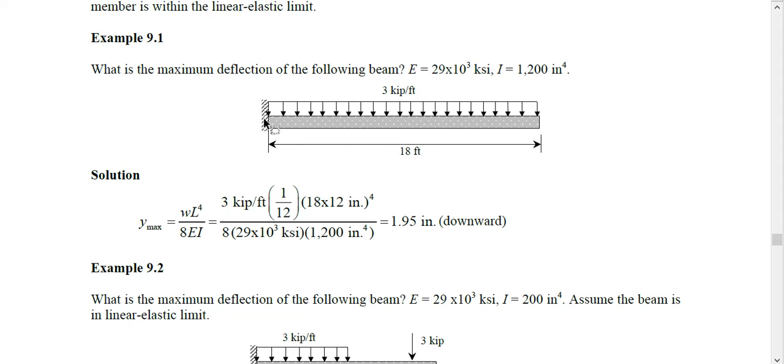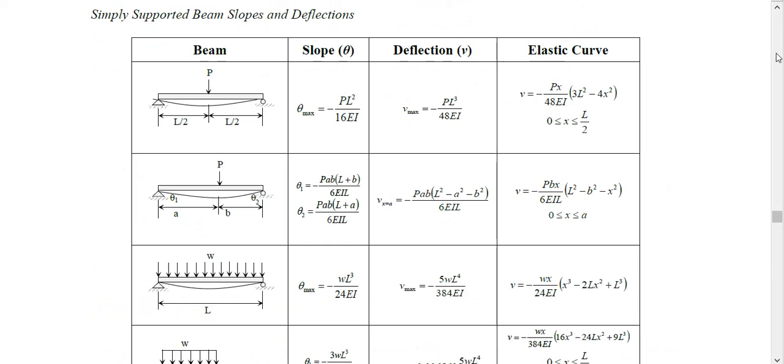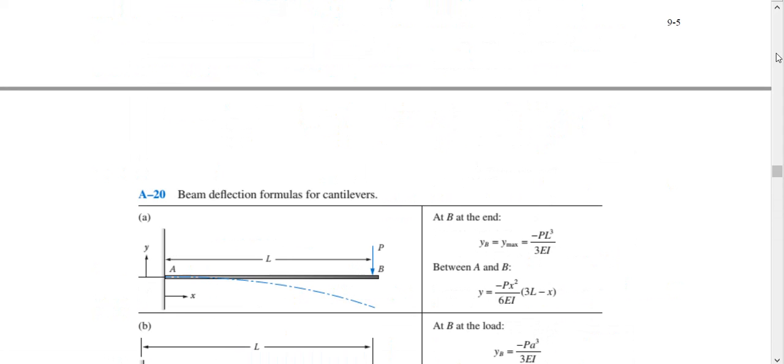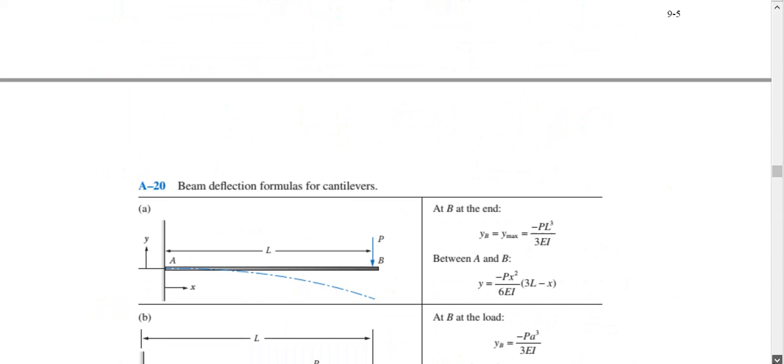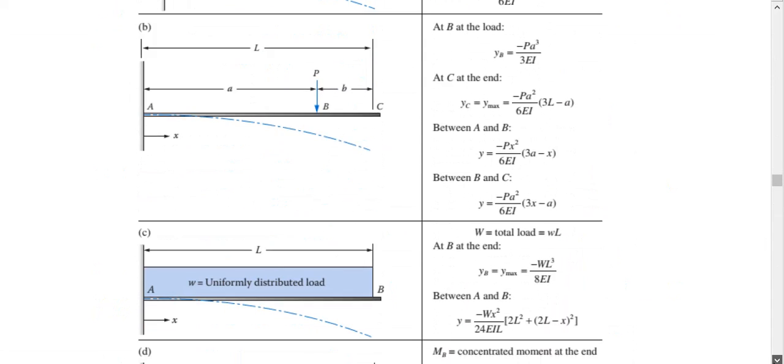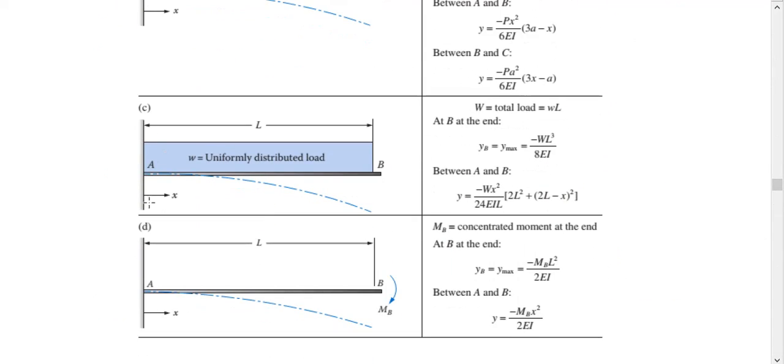It's a cantilever, that means fixed here, free here. Now, what is the equation for this beam? So we should go back to our table and find the equation which is good for a cantilever with uniformly distributed load. So, cantilever beam, yes, I found my equation here. See, it's a cantilever beam with uniformly distributed load, and the maximum deflection is here at the end.